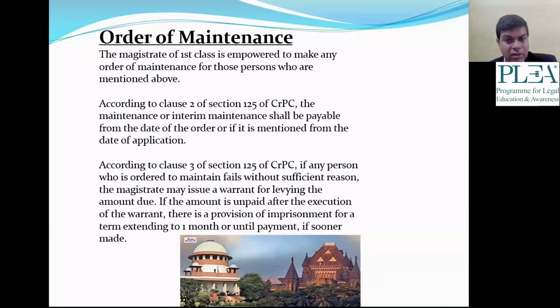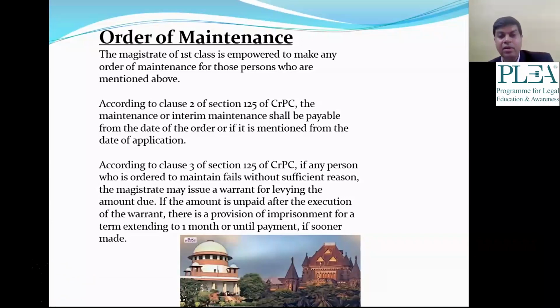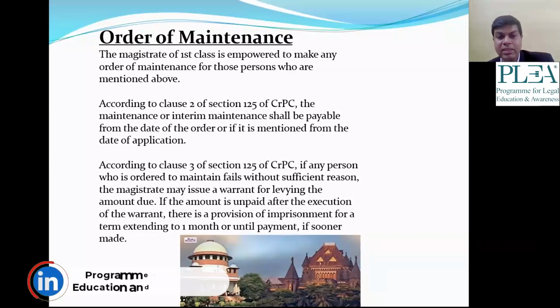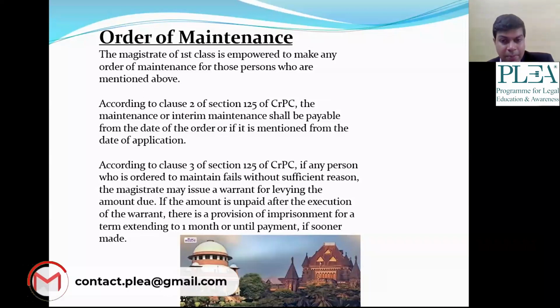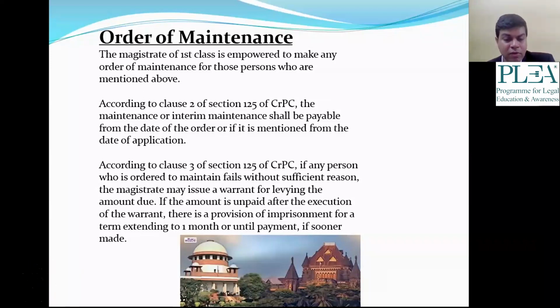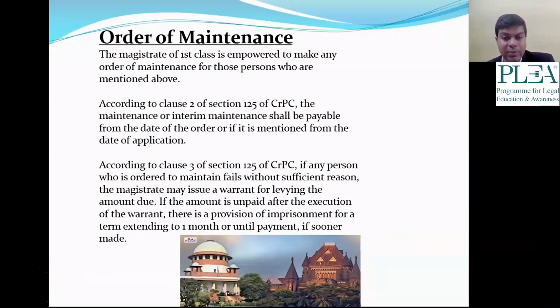According to clause 3 of Section 125 of the CrPC, if any person who is ordered to maintain fails without sufficient reasons, the magistrate may issue a warrant for levying the amount due. If the amount is unpaid after the execution of the warrant, there is a provision of imprisonment for a term which may extend to 1 month or until the payment is made.